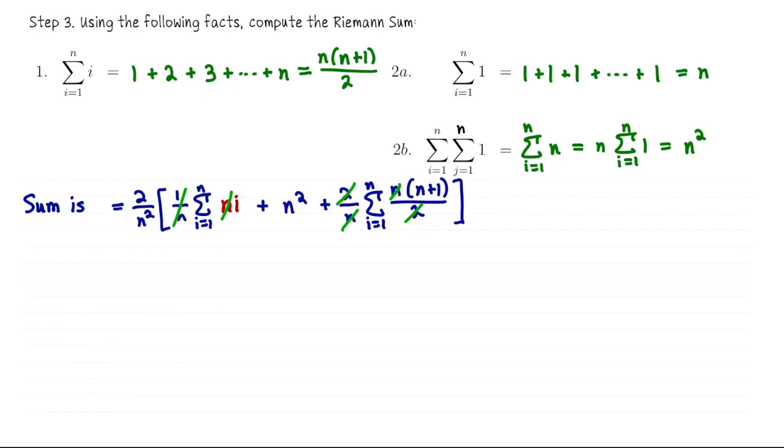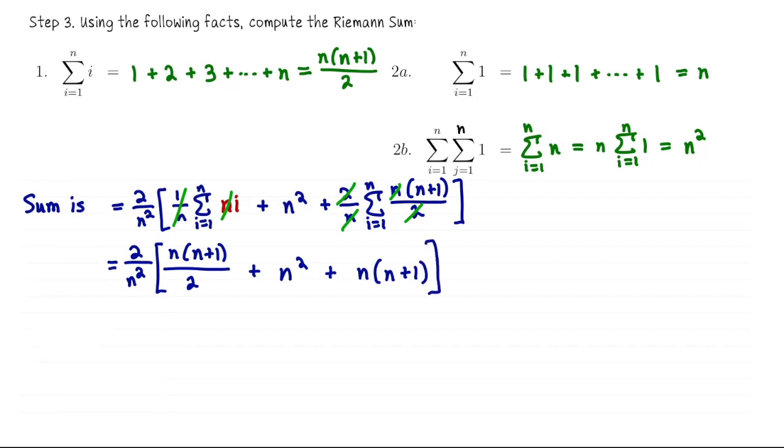We don't have any double sums left. We have 2 single sums. The first one is the consecutive integers formula now for i. So we can say that this sum is going to be 2 over n squared times the first quantity is going to be n times n plus 1 divided by 2. Then we have n squared as it is. And then in the third quantity, we need to add up the number n plus 1 n times. So that's going to be n times n plus 1. Okay, we're done with our summing.